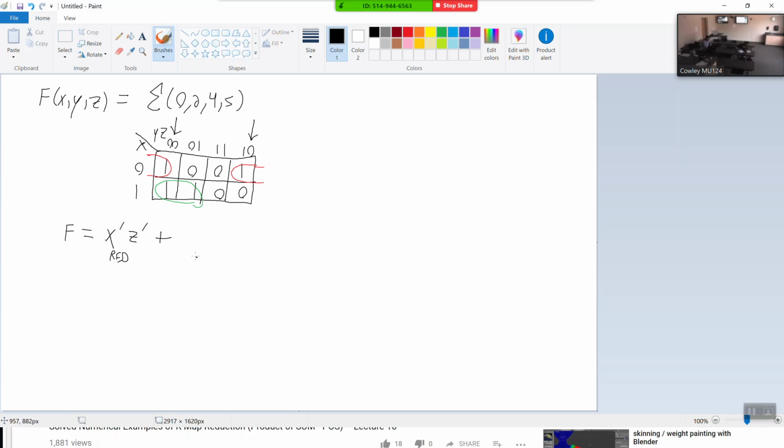Now if I look at the green, x is over here on the left-hand side. X in both cases is equal to 1, right? So what am I going to put? X? Because remember, the 0 here represents x prime, and the 1 represents x. So if I'm looking at the green here, which one's different, y or z?